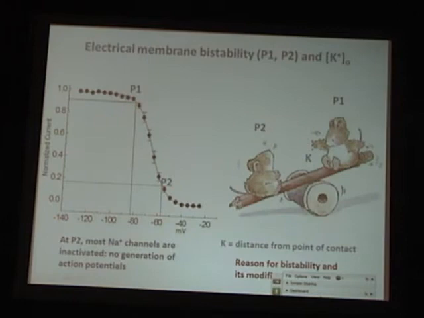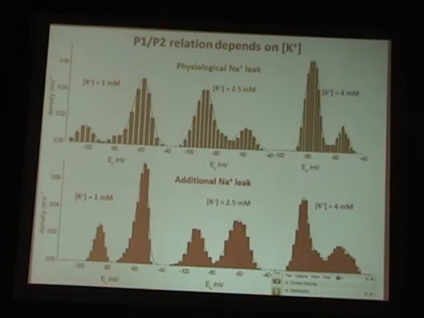This interplay between the P1 and the P2 state is governed by potassium. We call it a bistable membrane. Bistable membranes, by the way, are not so unusual. You find bistable membranes in the central nervous system, in neurons that have periodic discharges, like the neurons we have for breathing. The relation between the P1 state and the P2 state is governed by the external potassium concentration. We heard yesterday that even in normal conditions, not all our sodium channels inactivate properly. That is the reason why we have a so-called physiological sodium leak.